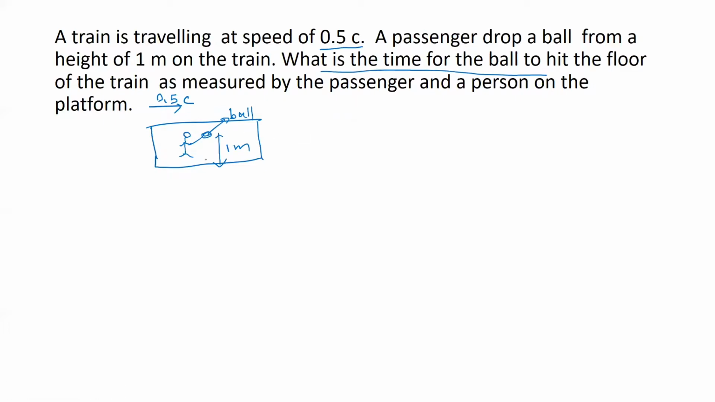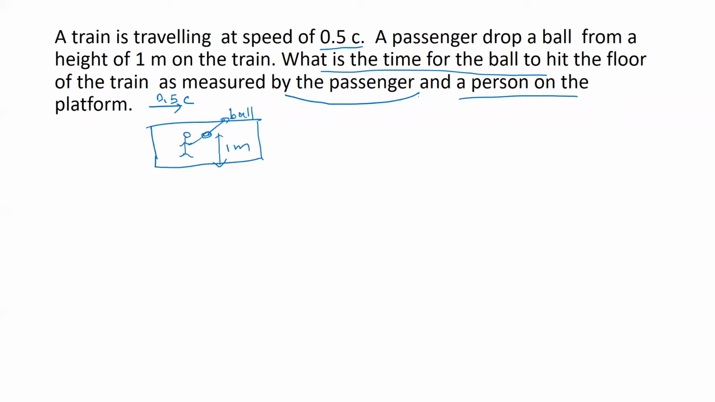So we want to see the time of travel from here to the floor of the train as measured by the passenger and a person on the platform. Again, you see the event is dropping a ball, and there is no relative motion between the passenger and the event. It means the event of dropping the ball and the passenger are in the same frame of reference. As a result, the passenger measures proper time, or T naught.